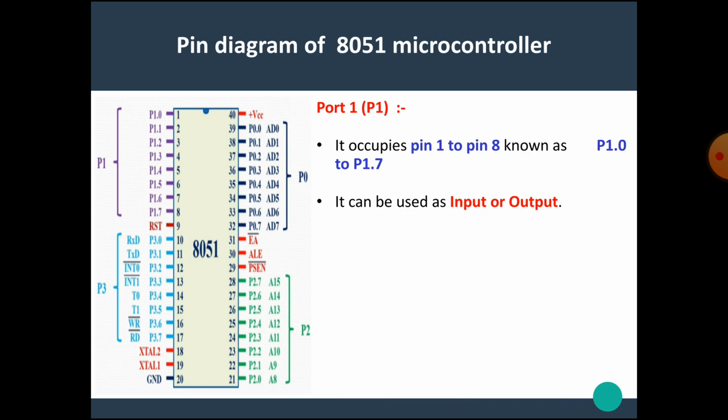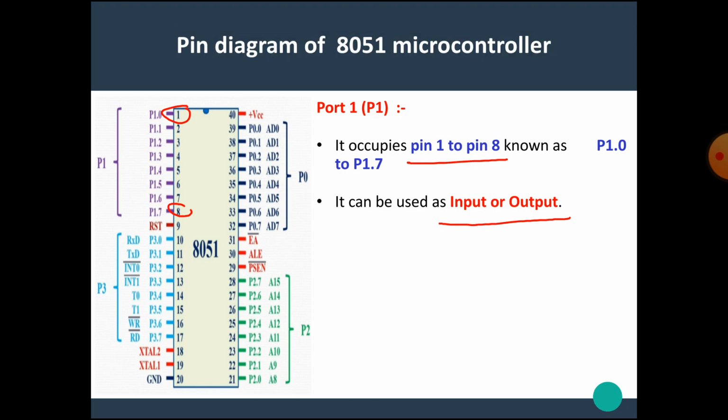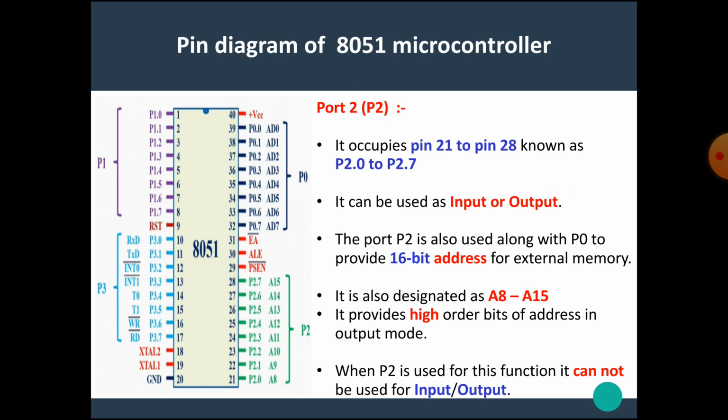Our next port is port 1 or P1. It occupies pin first to pin 8. Pin first to pin 8, this port is port P1. It can be used as input or output port. There is no special functions assigned for the port P1. The next port is port P2.